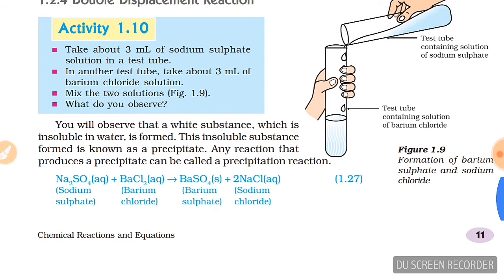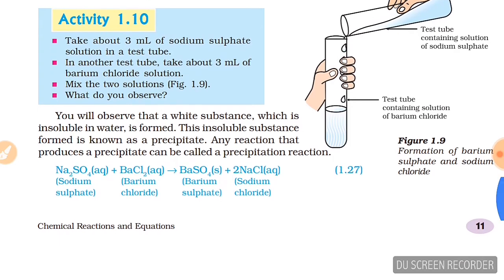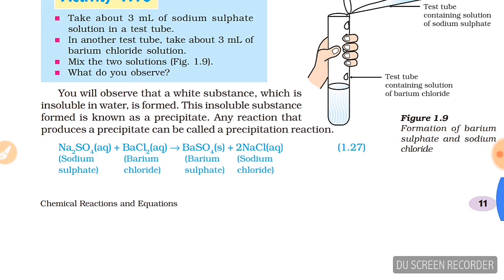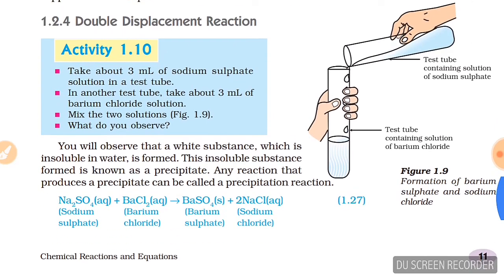Here the example is given: sodium sulfate reacts with barium chloride. When sodium sulfate reacts with barium chloride, what is happening? Barium sulfate is formed. In this, barium has displaced sodium, and in the same way, sodium has displaced barium. So both simultaneous displacements are taking place. So this reaction is known as double displacement reaction.